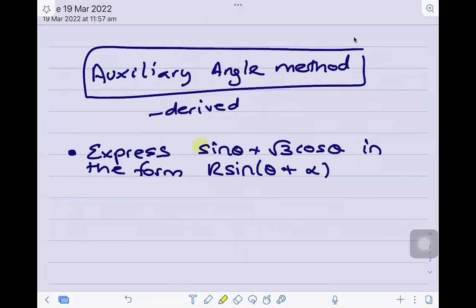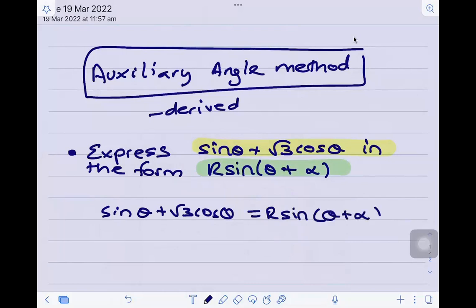Okay, so if you want to express sine theta plus root 3 cos theta in the form of r sine theta plus alpha, what you need to do, you've got sine theta plus root 3 cos theta. I'm going to do this the long way so then I can derive a formula. We want that to equal r sine theta plus alpha.